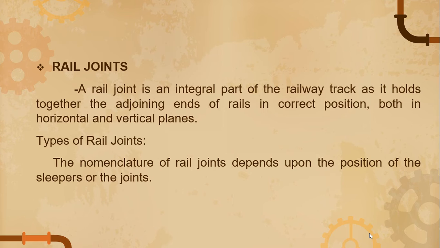Now, let's proceed to the rail joints. So a rail joint is an integral part of a railway track because it holds together the adjoining ends of rails in correct position, both in horizontal and vertical planes. So a rail joint is also an important part of a railway track. So a rail joint is the weakest link in the track.